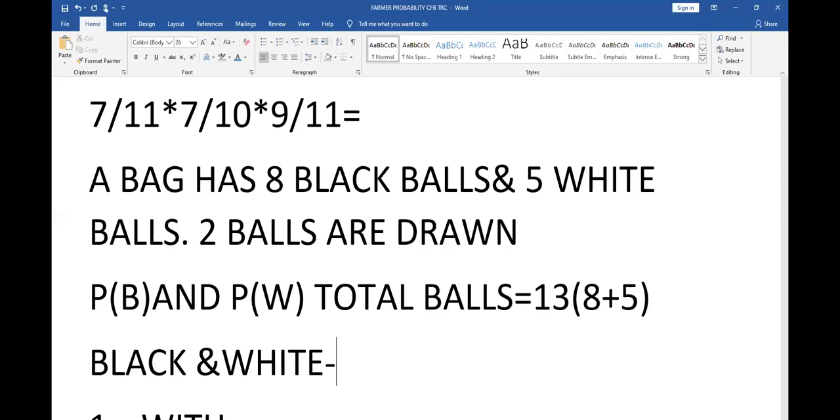So with replacement means I will pick a black ball. Now, if I pick one black ball, how many black balls are there? The black balls are 8, which means the total number of balls is how many? The total number of balls is 13. So the probability of picking a black ball in each and every scenario: here in this case it is 8 favorable outcomes out of a total of 13.